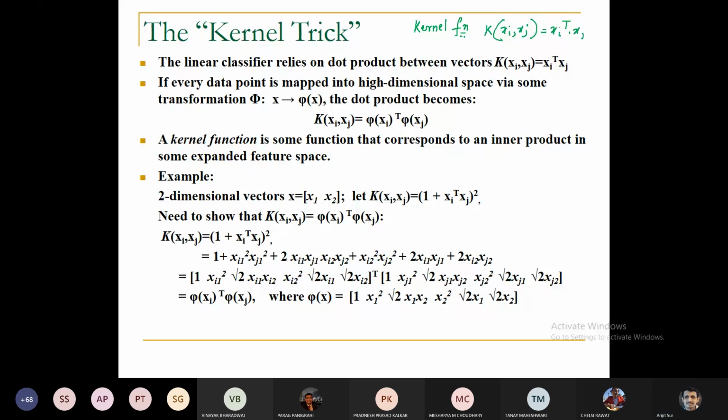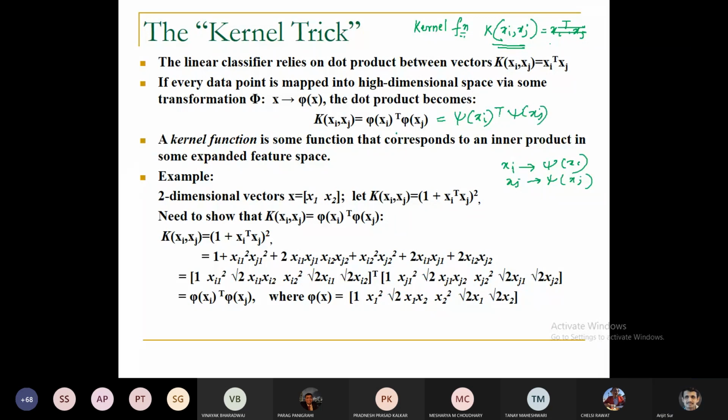If you can write it this way, that means every data point is mapped into a higher dimensional space via some transformation, and the dot product becomes: k of xi, xj, where xi becomes phi of xi and xj becomes phi of xj, and this is the transform. That is fine, this is not an issue. The issue is that this function k of xi, xj can be represented in this way, as the dot product of phi of xi and phi of xj.